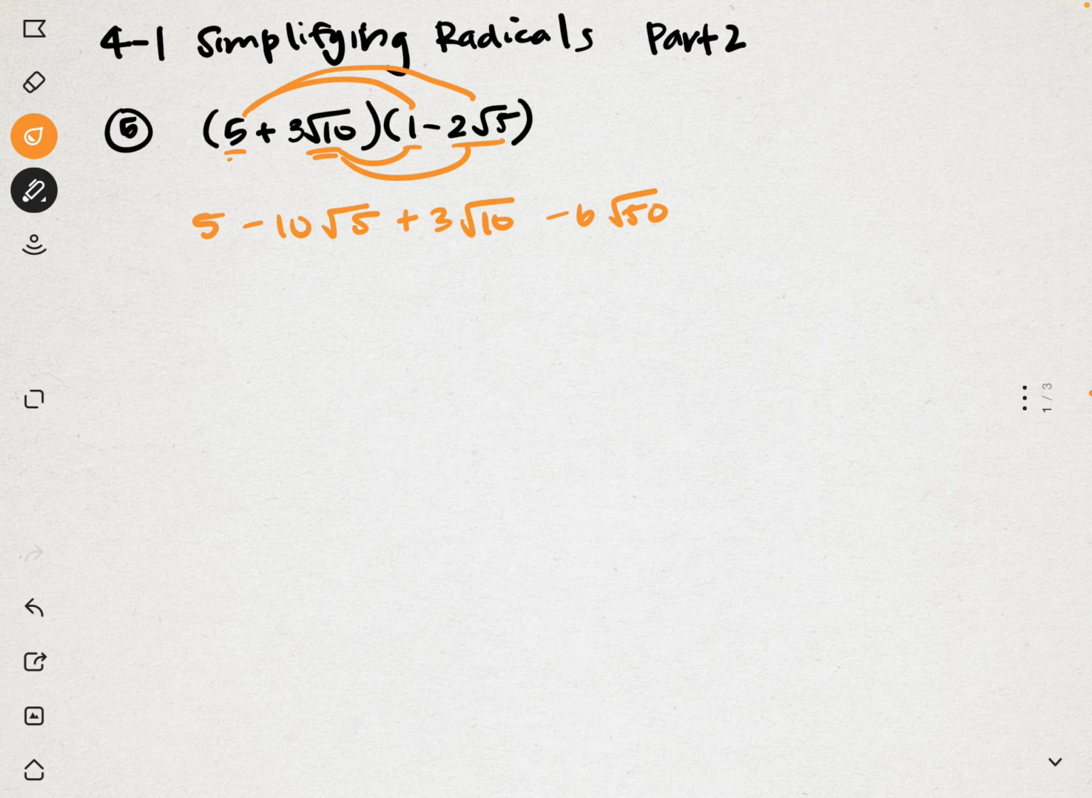Okay, so the other terms are by themselves for now. Let's break down 50. So this would be negative 6, and 50 is 25 times 2, right? And we use 25 because it's a perfect square, so 25 times 2.